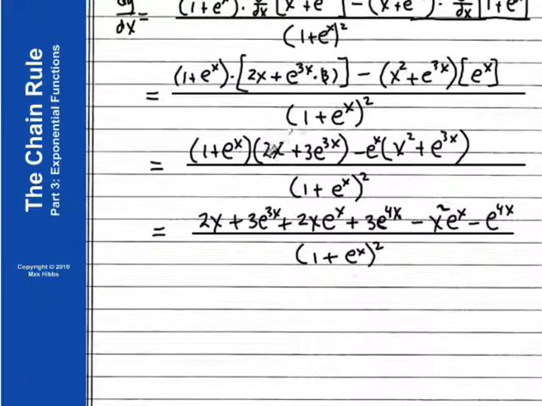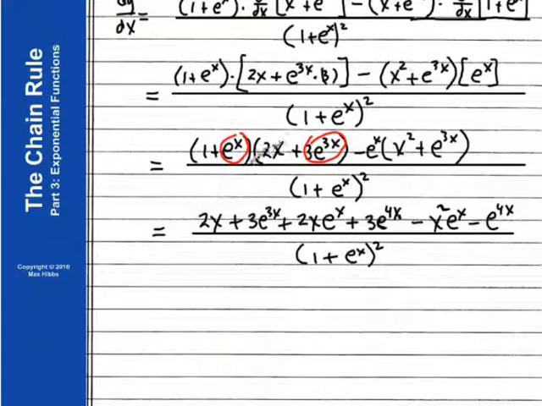1 times 2x is 2x. 1 times 3e to the 3x is 3e to the 3x. And then I had e to the x times 2x, which I wrote as 2x e to the x. Now here's the part I want you to look at. I multiplied e to the x and 3e to the 3x, and the result I got was 3e to the 4x.